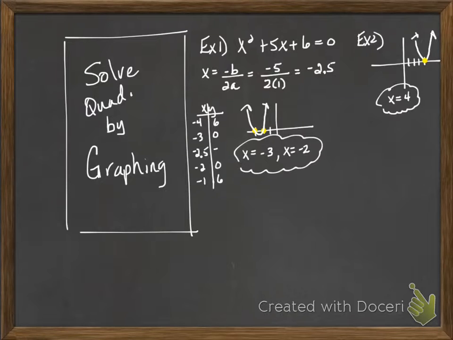All right, so again, there's three different things that could happen. Now we've looked at two of them. You could have two solutions, you could have one solution, or you could have, okay, not just no solution, but no real solution. What's the graph going to look like if there's no real solution?